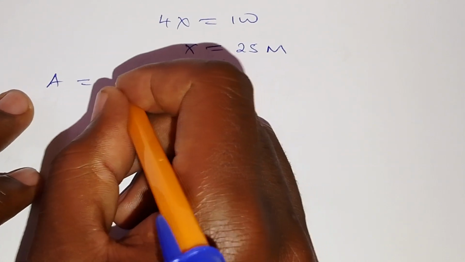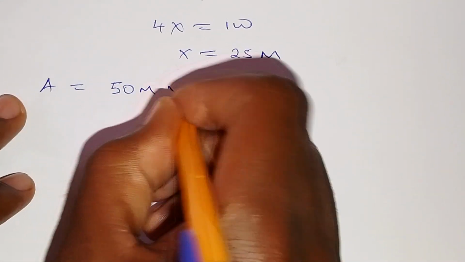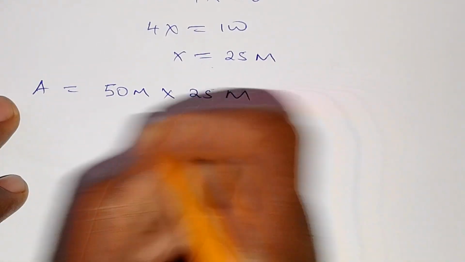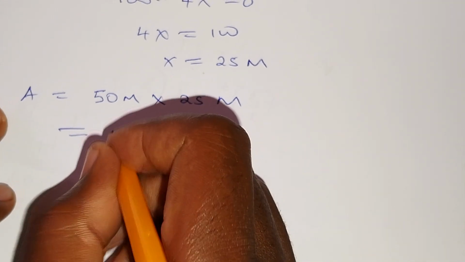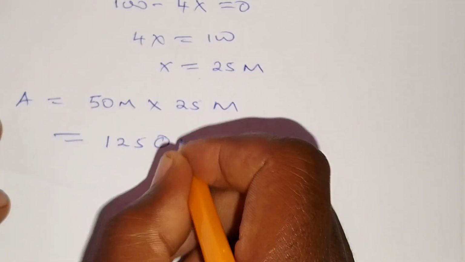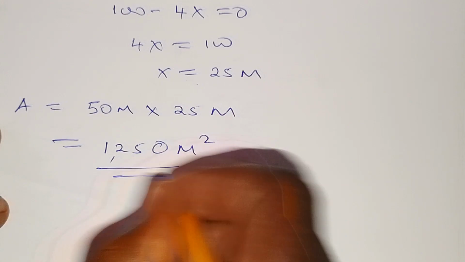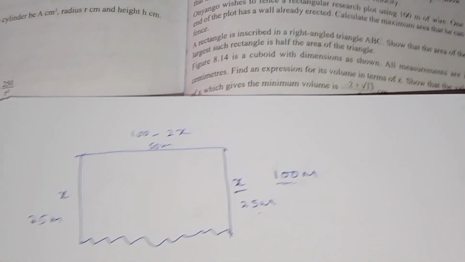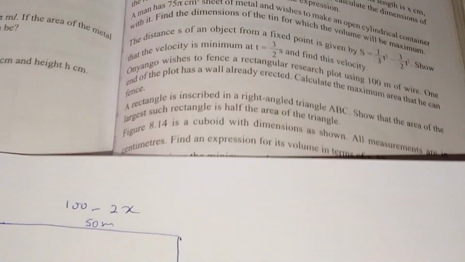So what is the area of this plot? Now, having known the dimensions, it is 50 meters times 25 meters, which gives us 1250 square meters. Okay, that is quite easily done. So let's go to question number 6.